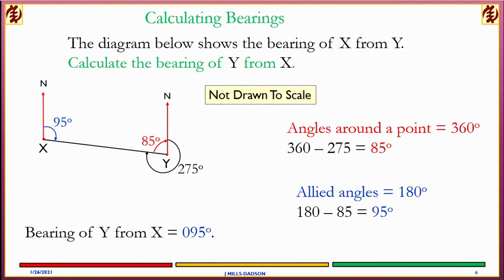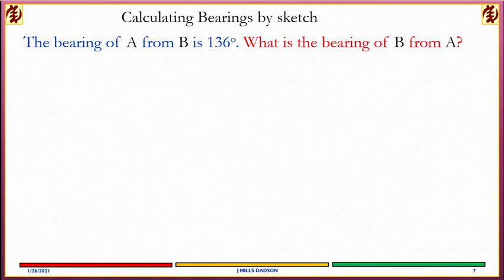So we've talked about how to measure simple bearing. We talked about how to do simple calculations. We are now going to talk about how you do a sketch before you do the calculation. So simple question, we sketch it before we calculate it. The bearing of A from B is 136. What is the bearing of B from A? Okay.